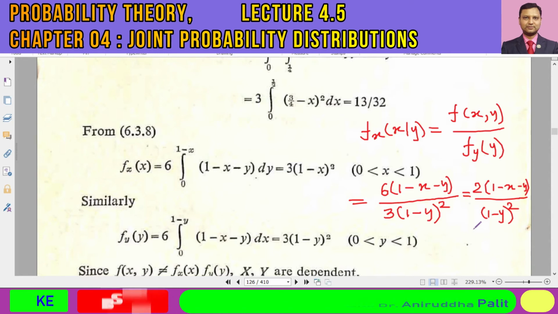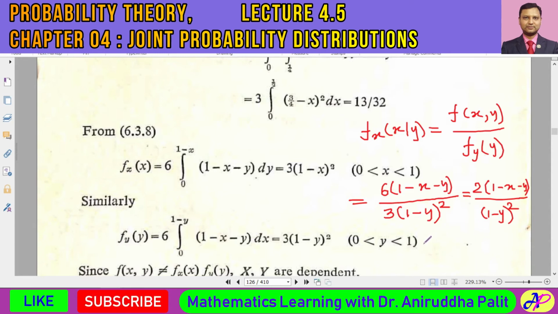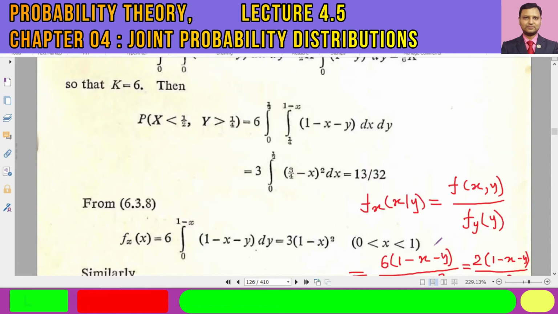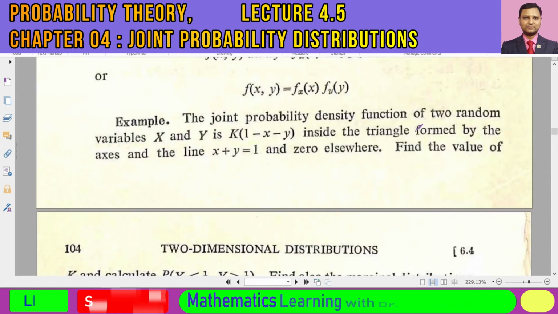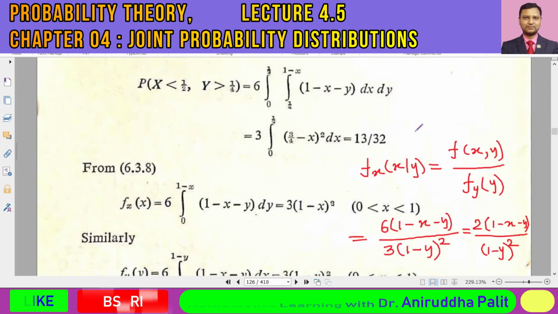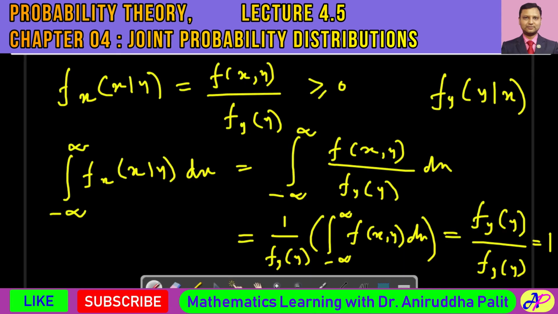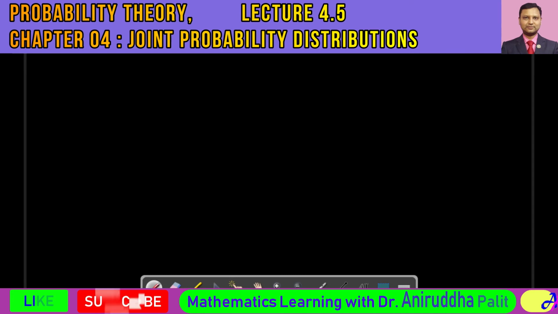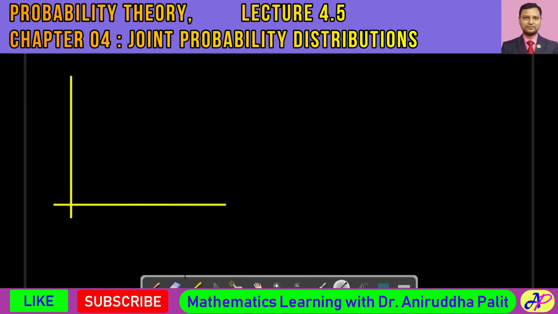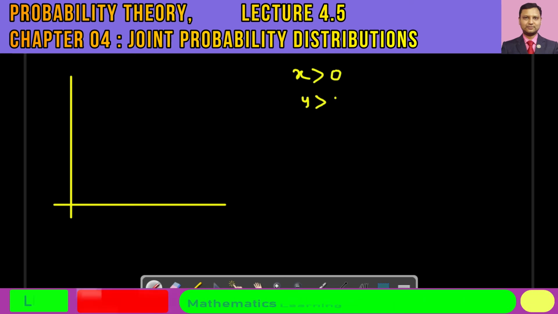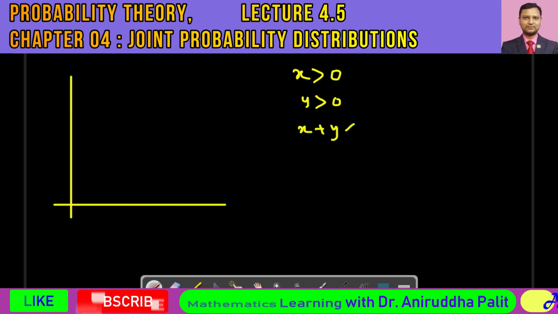What are the possible ranges of y in case of conditional distribution? In case of marginal distribution, we do not have any problem. But in case of conditional distribution, you have to be a little bit conscious. What is the spectrum? X greater than 0, y greater than 0, and x plus y less than 1. The picture probably is not given in this book. Let me draw the picture over here. We have this type of coordinate axis, and the range is x greater than 0, y greater than 0, and x plus y less than 1.